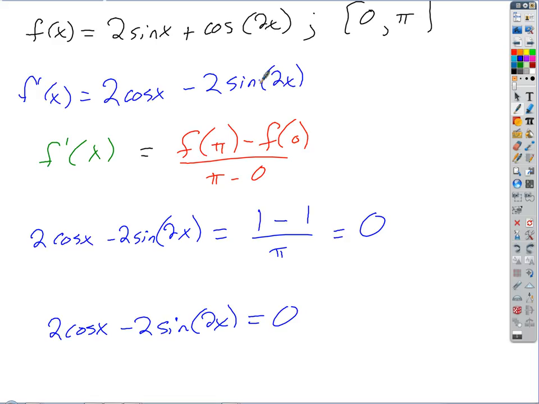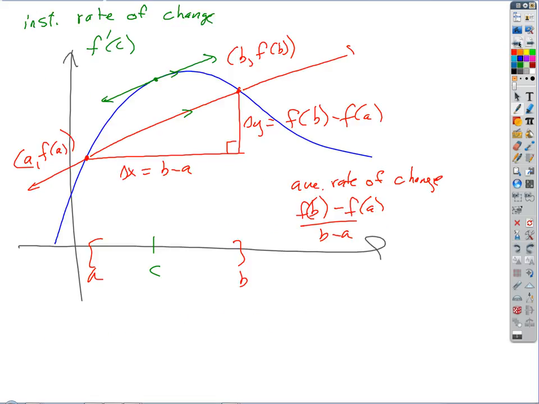Okay, so if we go back to our picture real quick, the slope of the red line doesn't involve any calculus, right? That's a secant line. It's the slope of the green line that requires us to do calculus, right? The tangent line, okay?